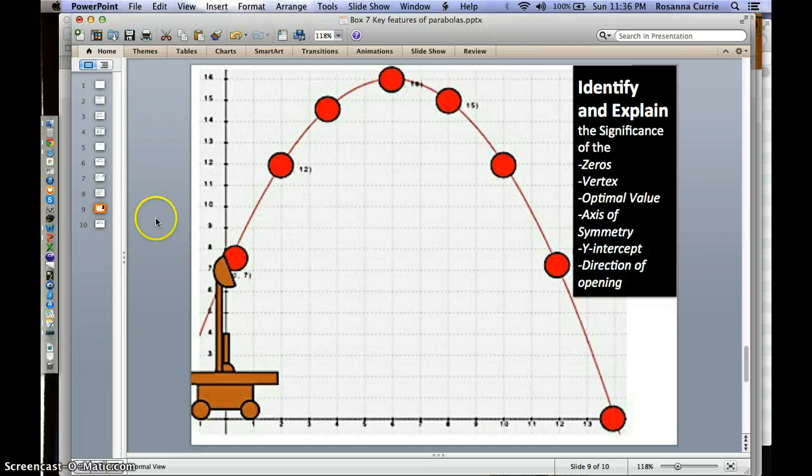Okay, welcome back. So what I'm going to do is type this on here because I think it will be a little bit better. So let's talk about these zeros. What are the zeros of this parabola?